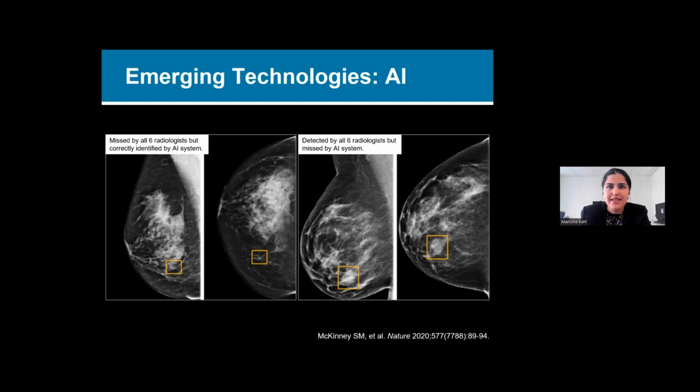At this time, none of the commercially available AI algorithms have been approved by the Food and Drug Administration for standalone use. All of the algorithms require radiologist involvement and oversight.